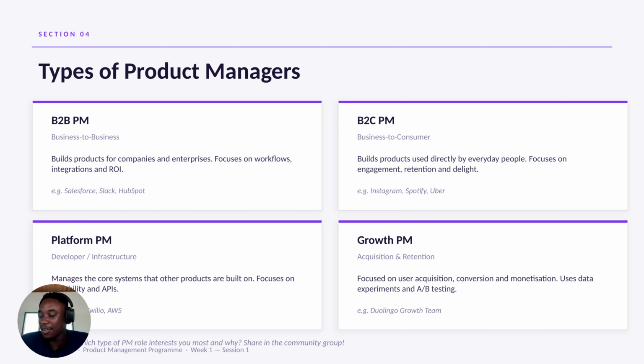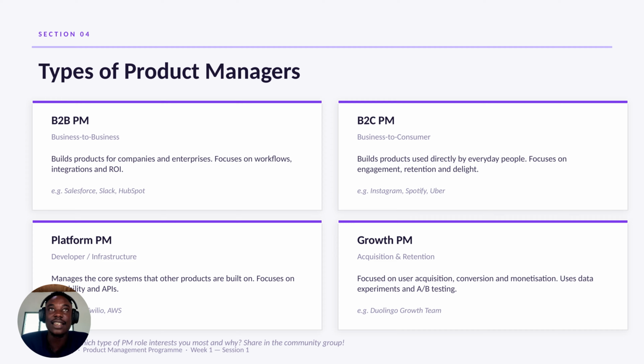Yes, and third on the list is platform product managers. These people manage the back end infrastructure. Someone might ask, what is back end? Back end is actually the end of a product where only managers see.